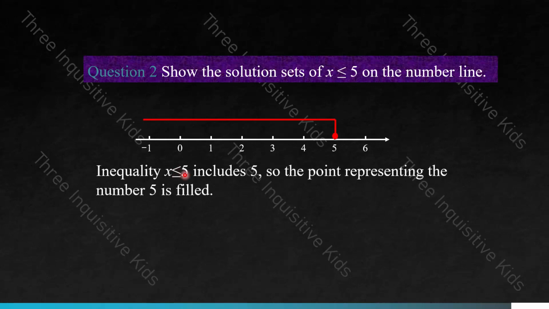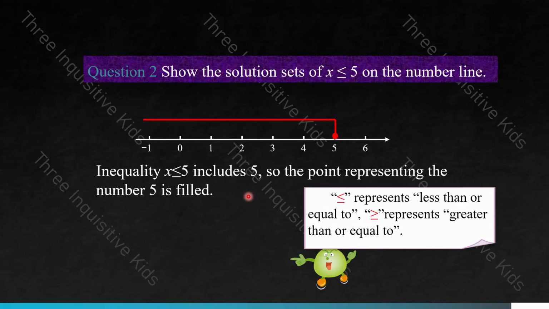The inequality x is less than or equal to 5 includes 5, so the point representing the number 5 is filled in. The symbol for less than or equal to, and likewise greater than or equal to, is used here, so this symbol right here represents greater than or equal to.